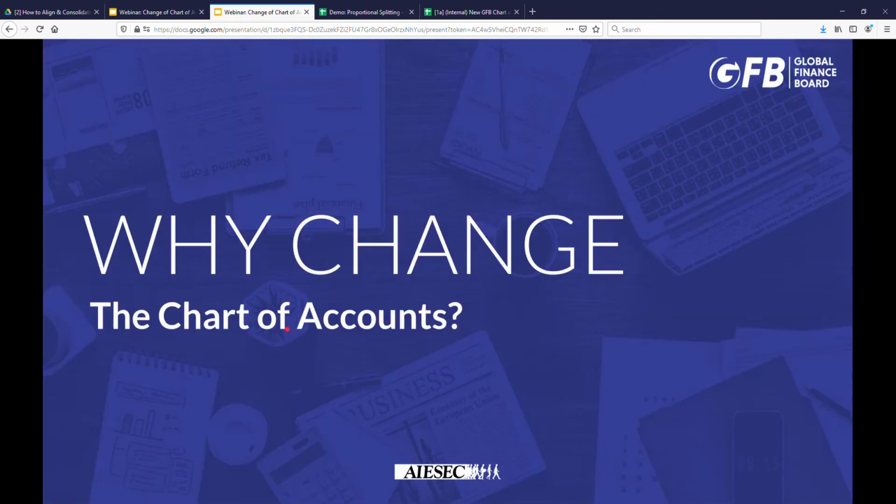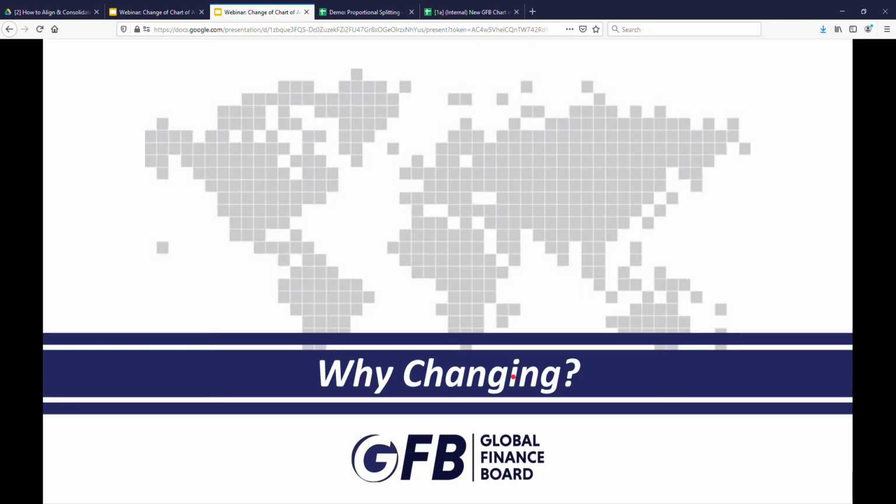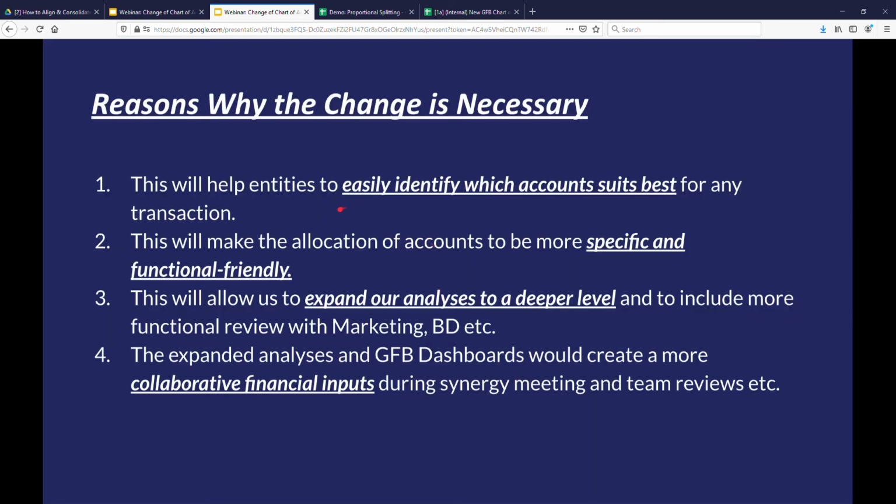Okay, so why change the chart of accounts? First is that it will easily identify which account suits best. Second is this will make the allocation of accounts more specific and functional friendly. This will allow us to expand our analysis to a deeper level, such as through marketing and BD. And expanded analysis and GFB dashboards will create more collaborative financial inputs.